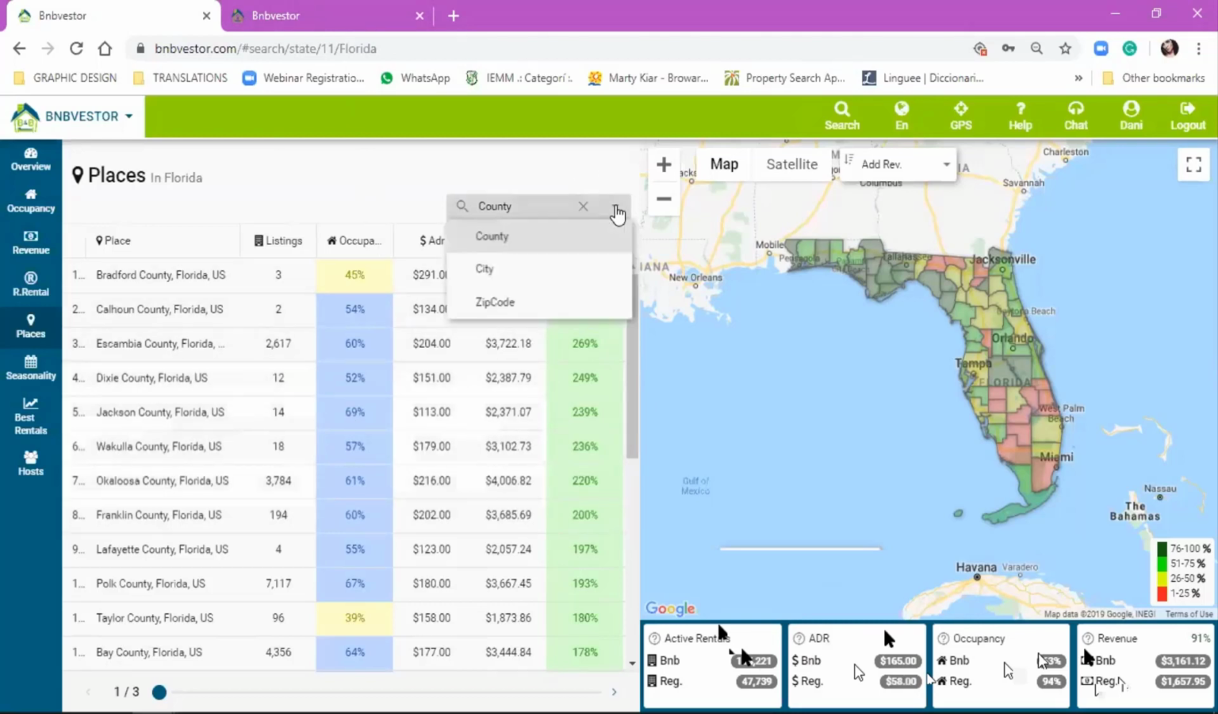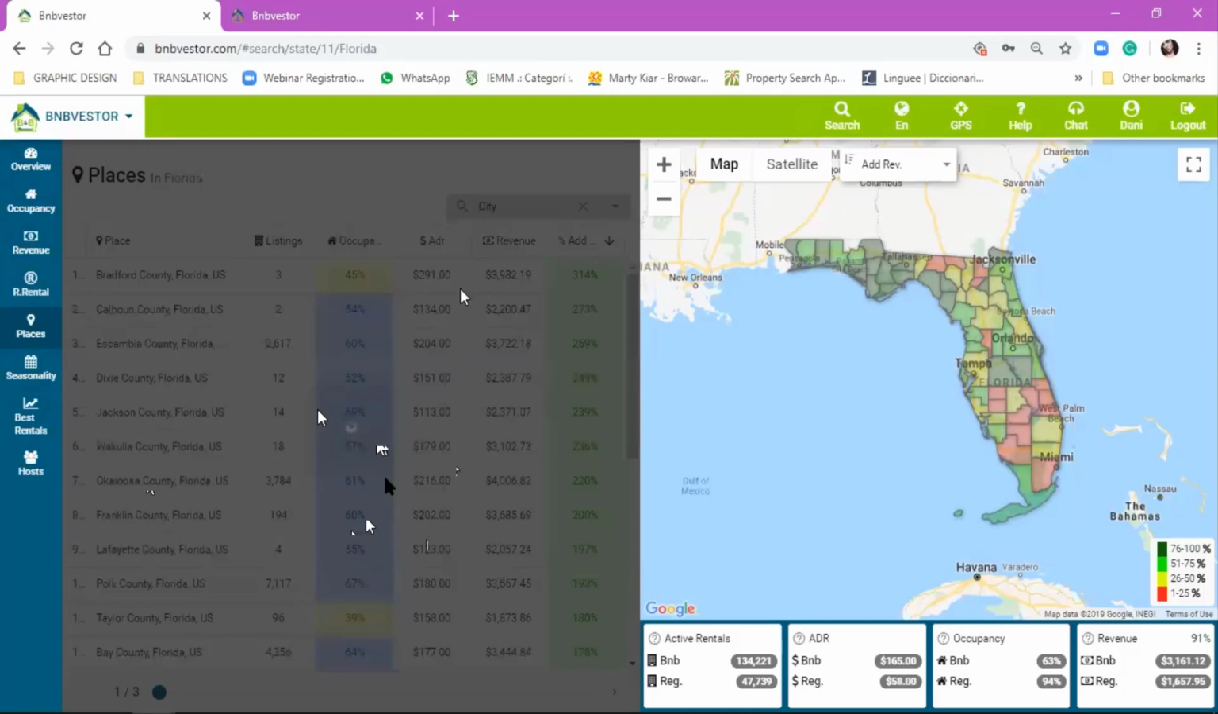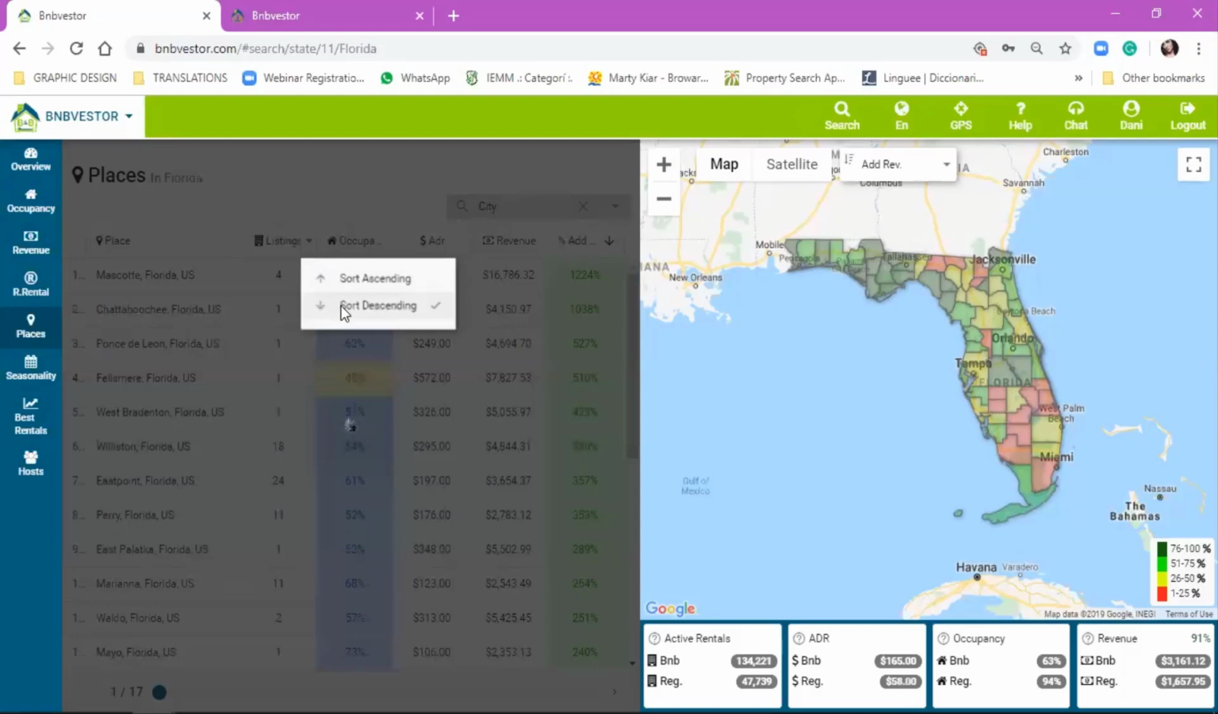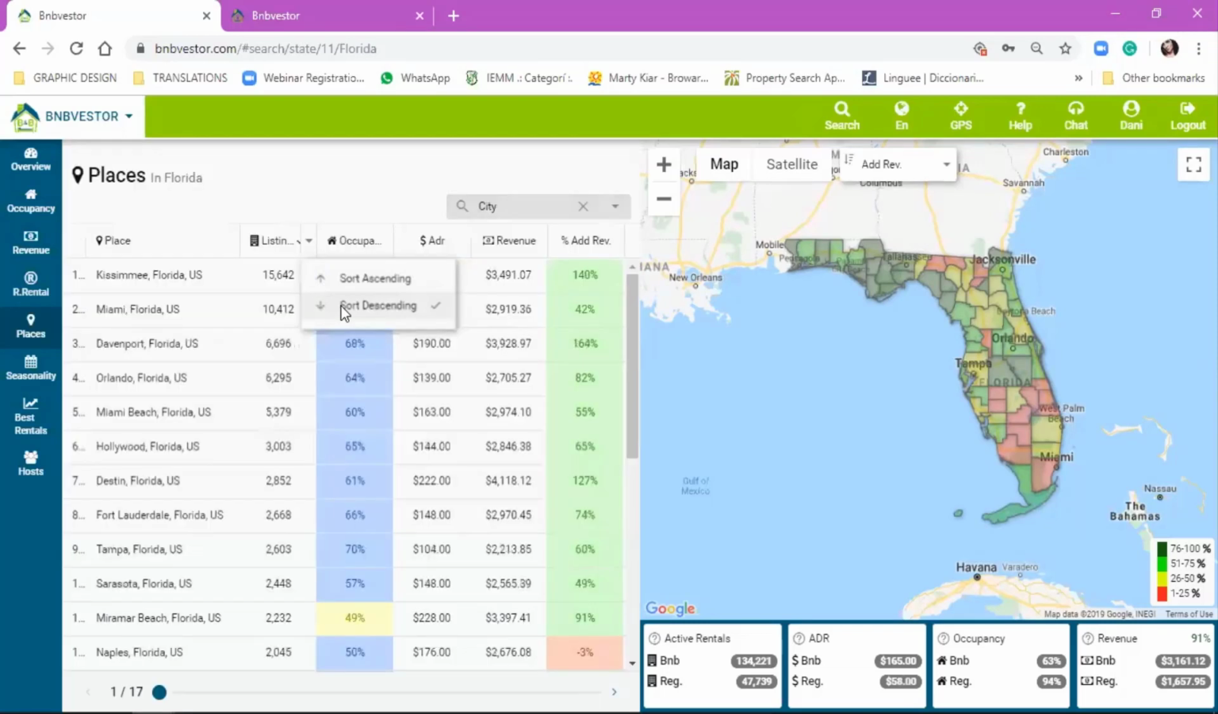Okay, so now I'm going to go ahead and select or change the distribution or the category of this into city. And I want to see the states. I'm going to go through all of them so you can see the top ranking cities in the state of Florida that have the highest listings, occupancy, ADR, revenue, and additional revenue. So we have Kissimmee, Miami, Davenport, and Orlando. Then if we look a little lower, we have Tampa down here with 2,600 listings. It's not very far away from what we have over here. We can see that the top two, of course, are Kissimmee and Miami.